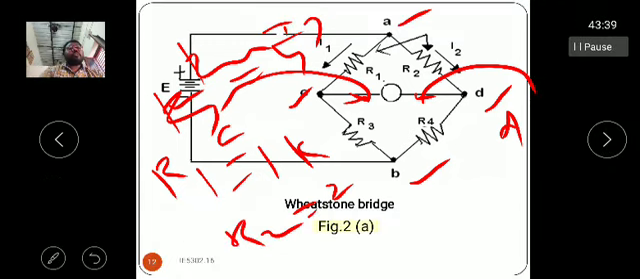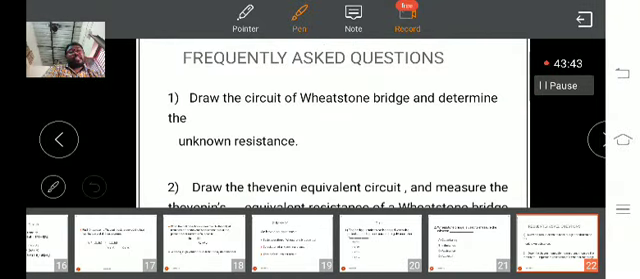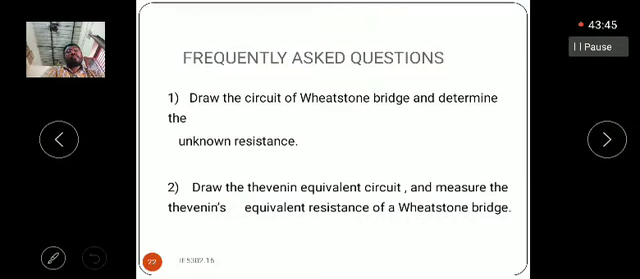Problems are also asked in the examinations. Here the derivation is different and the circuit is different. They give the circuit diagram and ask you to calculate the unknown resistance. They do not give the unknown resistance value, and you have to find it. Like this, they ask questions from a problem point of view.